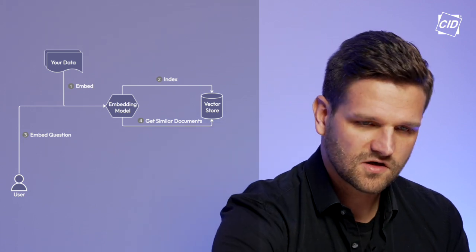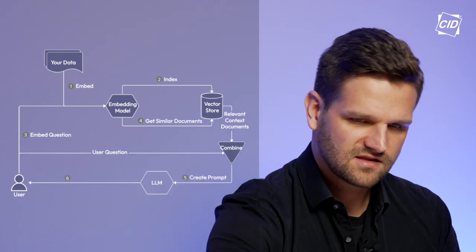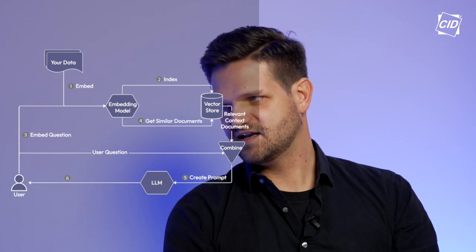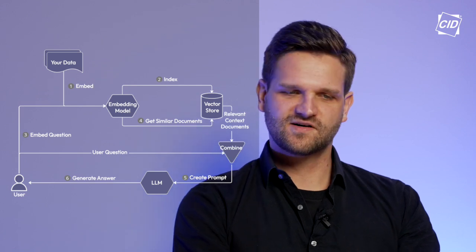So now we have this user, they ask their question, and the first thing we're doing is we're embedding this question with the very same embedding model we had before. So now we also have a vector that corresponds to the meaning of the question. And then we're taking this vector and asking the vector store, please give me back similar documents. And these similar documents are then the perfect context information we want. We take our user question, combine it with these context documents, and this is then the contextualized prompt we want to send to the LLM, and it's able to generate this answer back under consideration of our data.